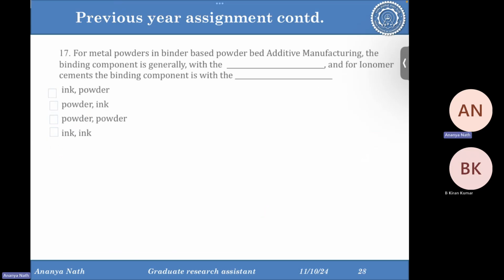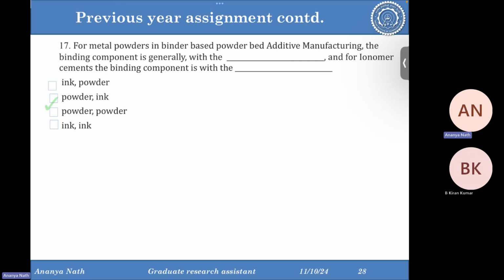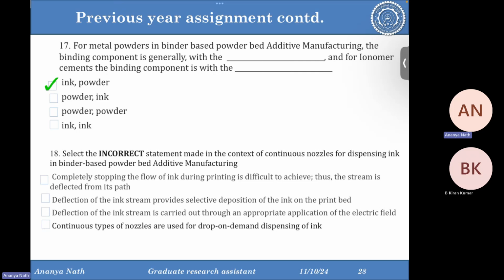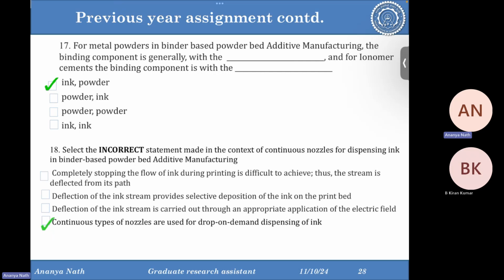For the metal powders in binder based powder additive manufacturing, binder components is generally with the ink, and for monomer cements, the binder components is because of concrete printing, ceramic printing, polymer printing, metal printing, anything can be done with this binder jetting. So select the incorrect statement made in the context of nozzle for dispensing ink in binder based.